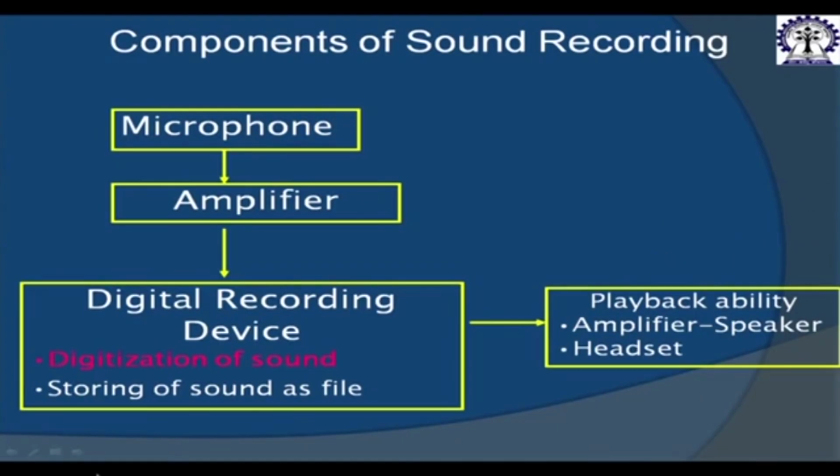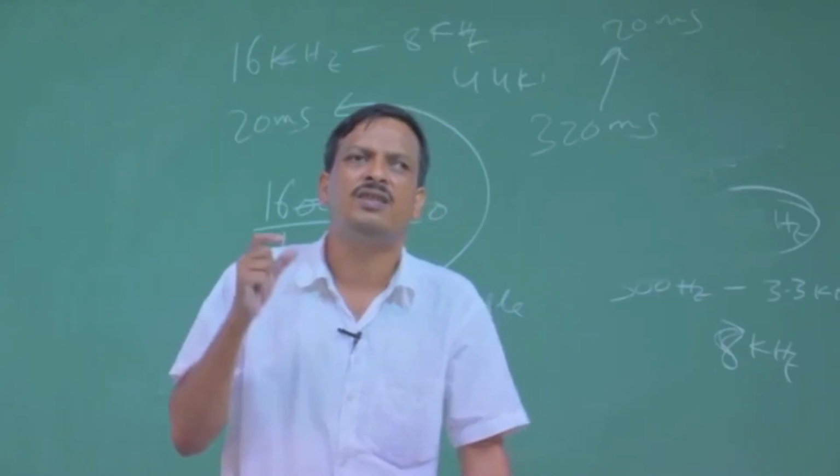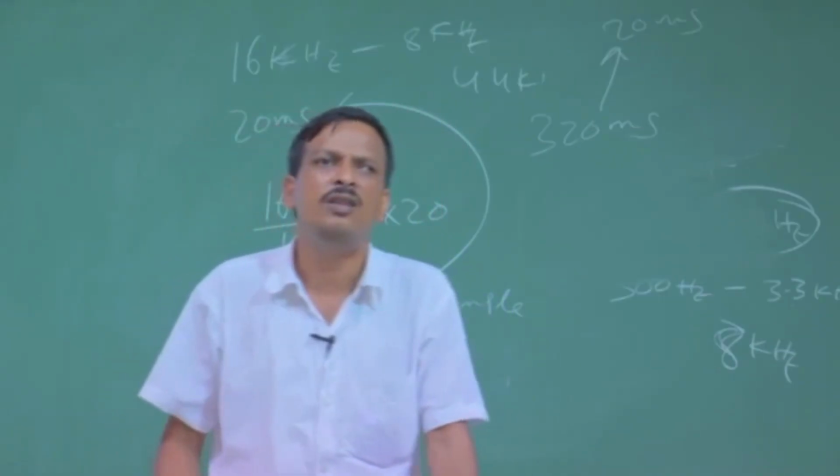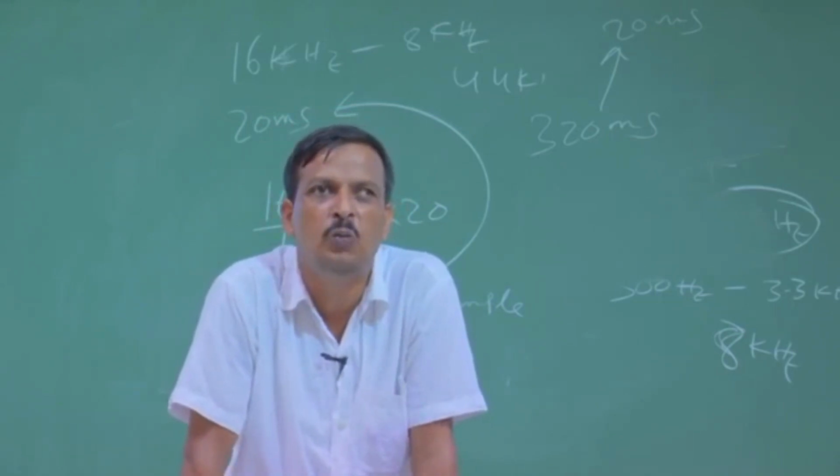Okay. So, what does digital recording do? It does the digitization and storing of the sound. Digitization requires the sampling frequency, the number of quantization bits, and also stereo or mono. I have not discussed that in detail, but in most cases sound recording is done in mono, since it is a single channel, as I want to record the human voice.